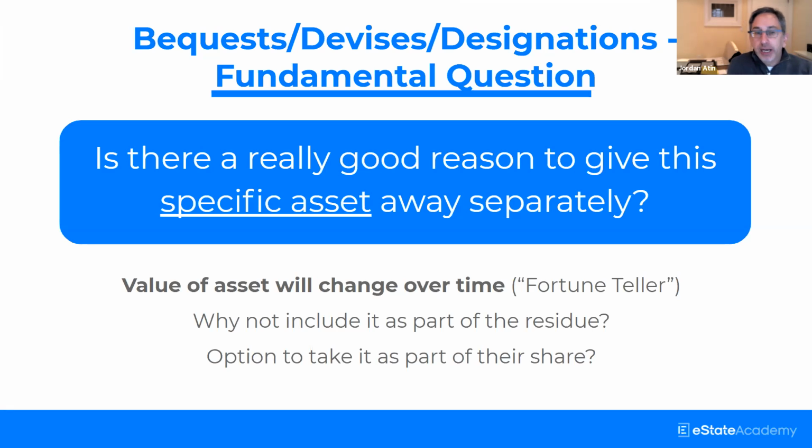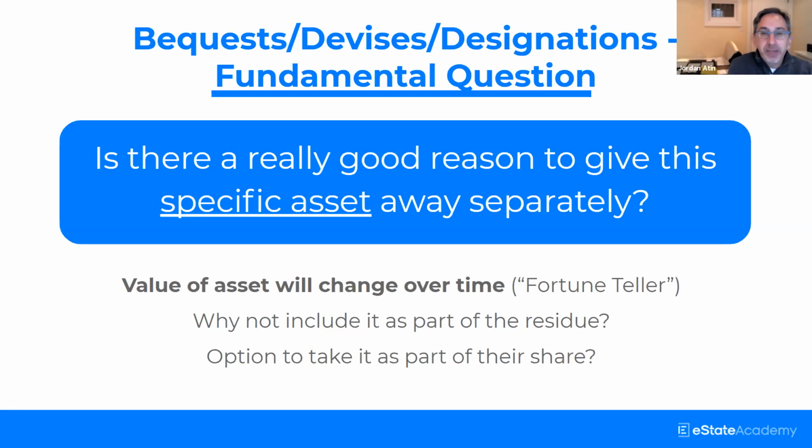And I would drill down and ask them, why not include this as part of the residue of the estate? And they say, well, because I want them to have that asset to use or whatever. Well, then there's always the option to take it as part of their equal share. But giving it as a specific asset means they get that regardless of its value at the date of death.